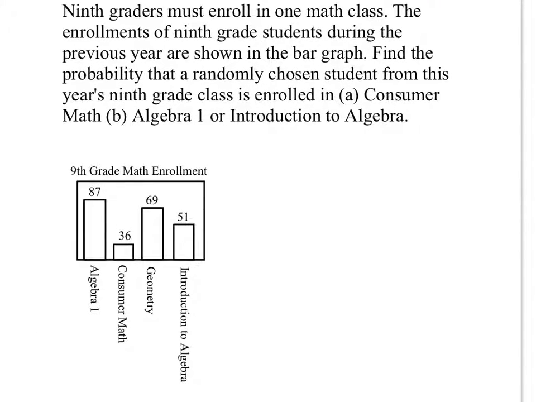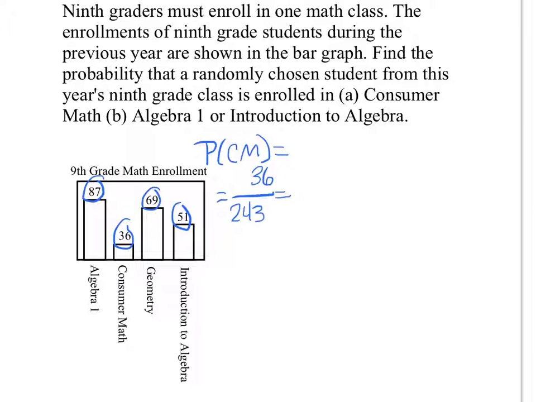Okay, another example, you have 9th graders must enroll in one math class. The enrollments of the 9th grade students are shown in the bar graph. Find the probability a randomly chosen student from this 9th grade class is enrolled in consumer math. So consumer math, there are 36 of them out of a total of, so if I take all of these numbers and add them up, it'll be a total of 243. So the probability that they're going to be in consumer math equals 36 over 243, which is 0.148.